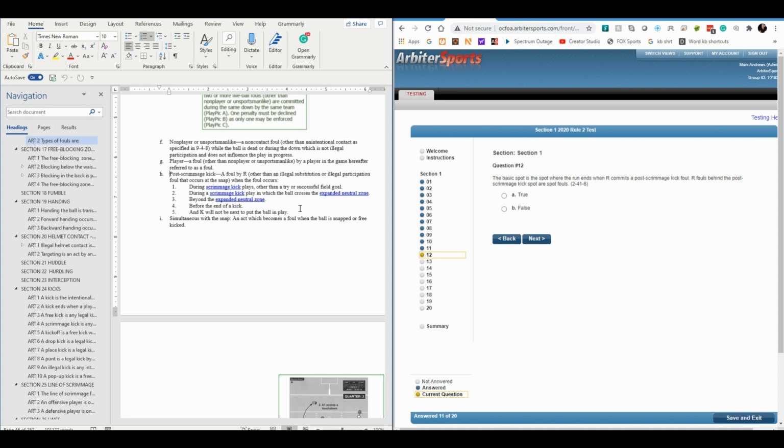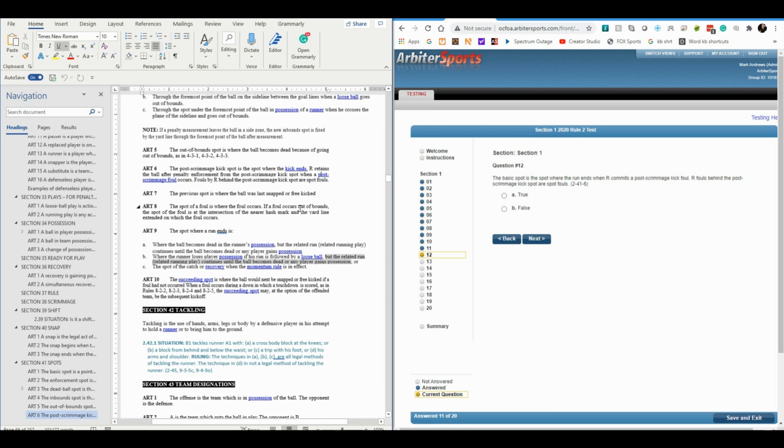So if we go back to the definition, 2-4-1-6, the post-scrimmage kick spot is the spot where the kick ends. Now you notice this one, the question says the basic spot is where the run ends.